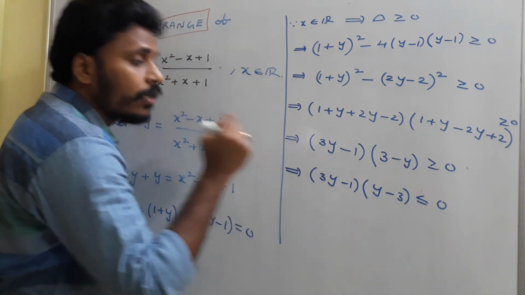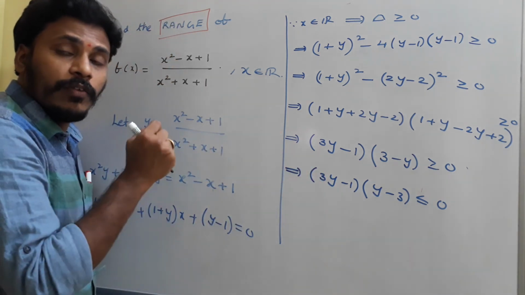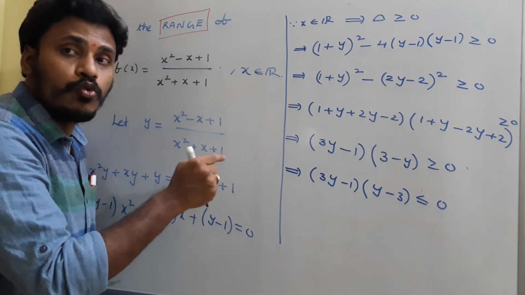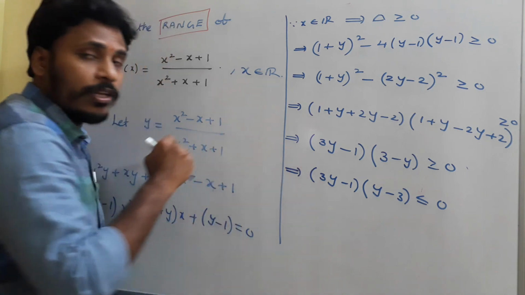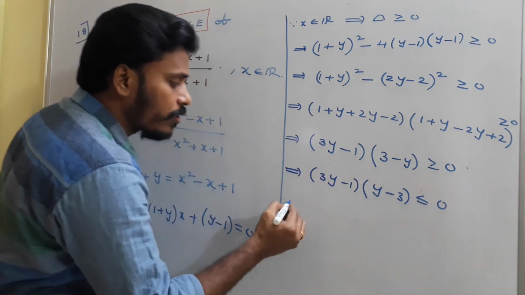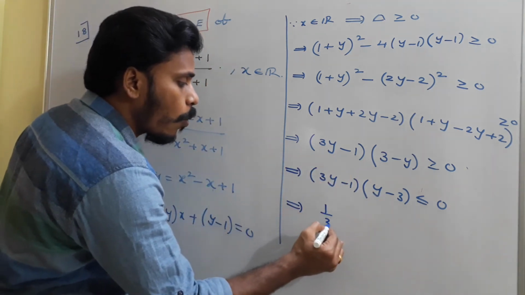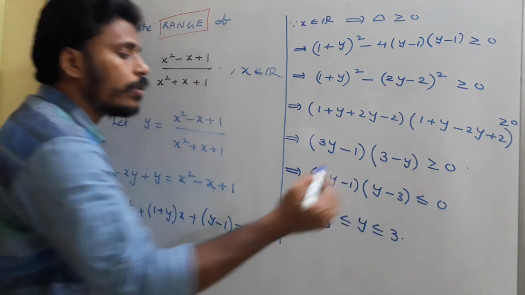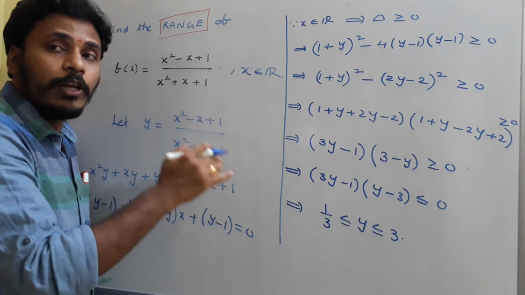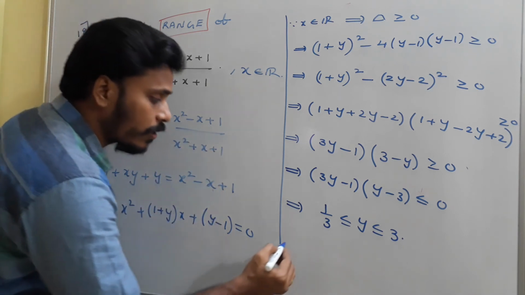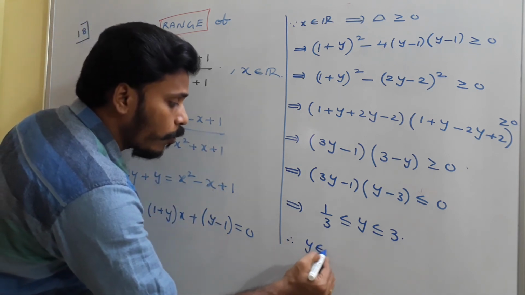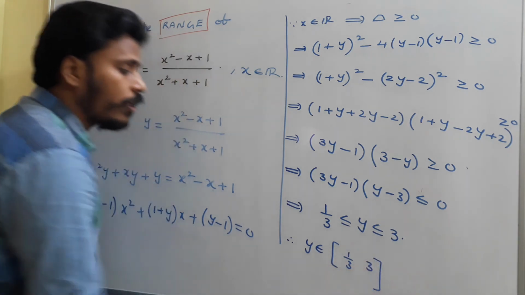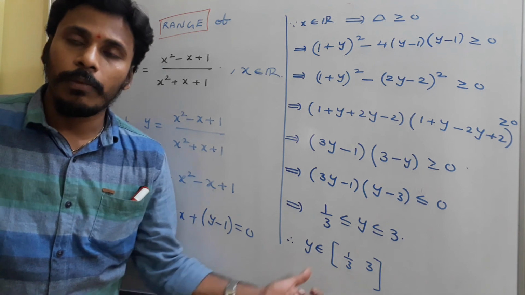Whenever we have these types of products, we need to decide that the value of y is in between the roots of these two factors. From this the root is 1 by 3, from this the root is 3. So it is very clear that 1 by 3 is less than or equal to y, which is less than or equal to 3. So now the values of y are in between 1 by 3 and 3. Therefore, the possible values of y, and the range of the given function, is from 1 by 3 to 3. So the closed interval 1 by 3 to 3.